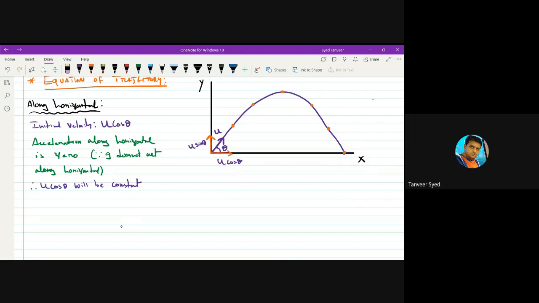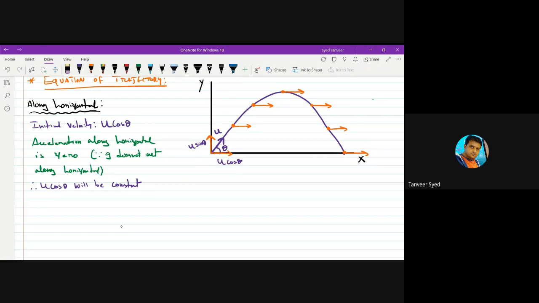So I can show it like this. When the projectile is at this point in its journey, its horizontal velocity is u cos theta, same. At this point, horizontal velocity u cos theta, same. Magnitude is same, direction is same. That's why I'm drawing arrows of same length in same direction. Okay, at any instant of time or at any position, if you want horizontal velocity, how much will it be? U cos theta.